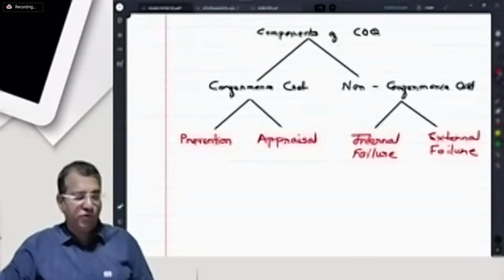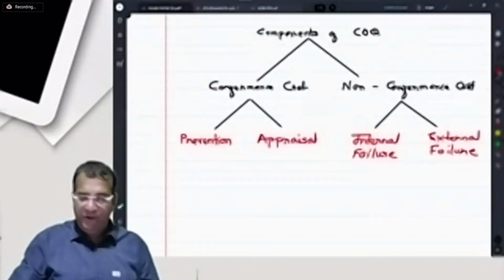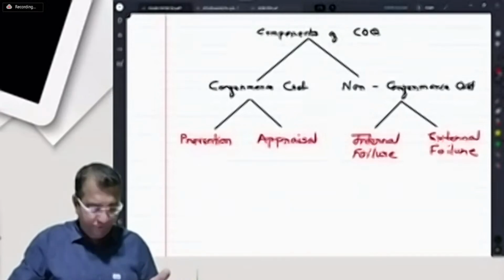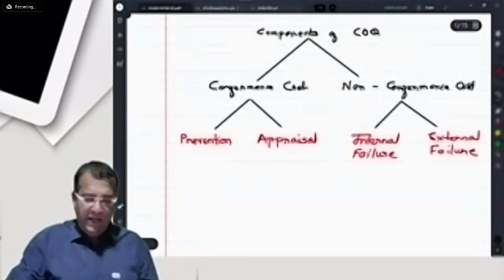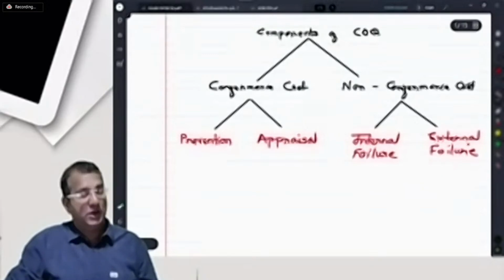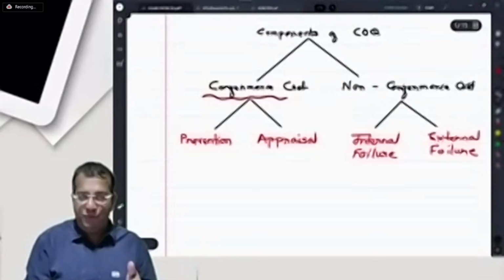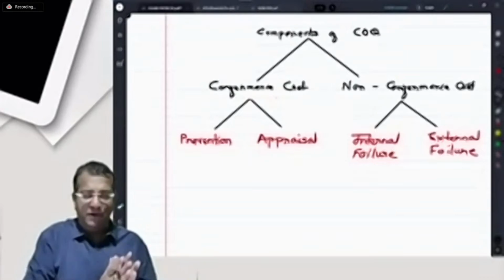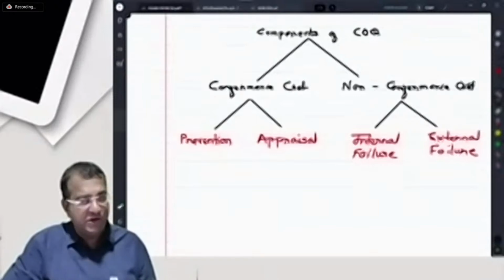Components of cost of quality, given by Mr. Phillips in his book, Quality is Free, have two broad classifications: conformance cost and non-conformance cost. Conformance costs are further bifurcated into prevention cost and appraisal cost, and non-conformance costs are bifurcated into internal failure and external failure. Now, one by one, I will explain the meaning of each terminology. Don't write it right now. Once the discussion is over, I will dictate, then you should write it. First of all, get the meaning of the different terms used in this chart.